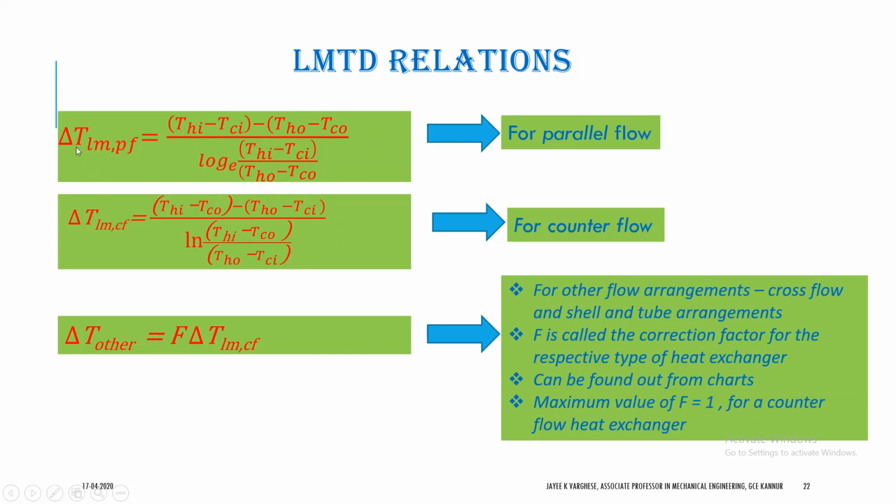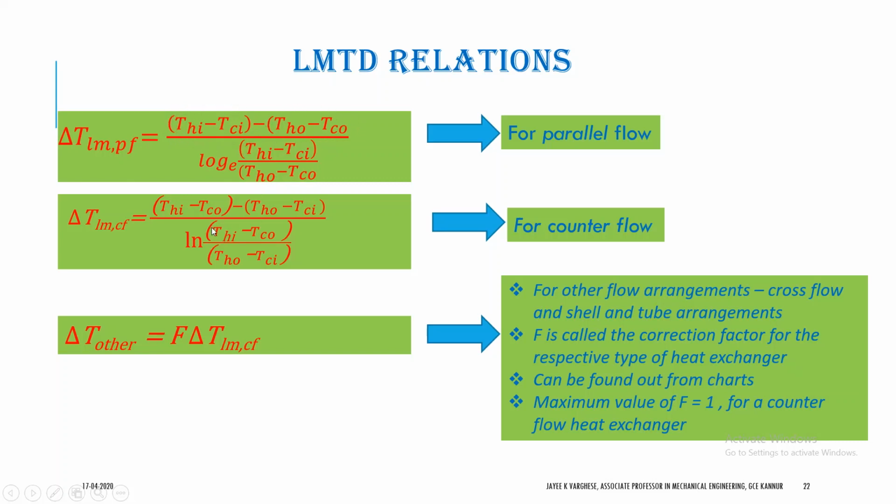How can we write the log mean temperature difference for a heat exchanger irrespective of whether it is parallel flow or counterflow? That is equal to temperature difference at one end minus temperature difference at the other end, divided by log to the base e of temperature difference at the first end by temperature difference at the second end. For parallel flow, this will be THI minus TCI, because both hot and cold will have the same end inlet and same end outlet.